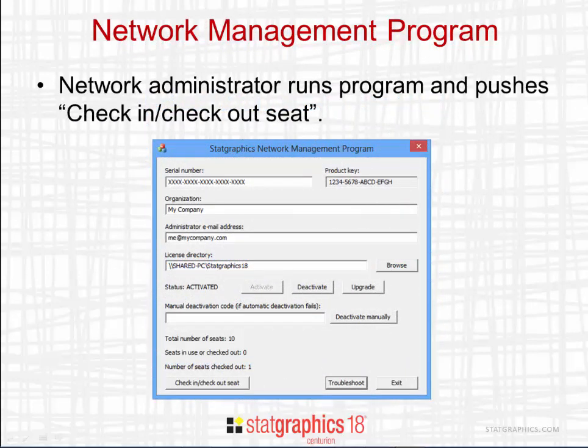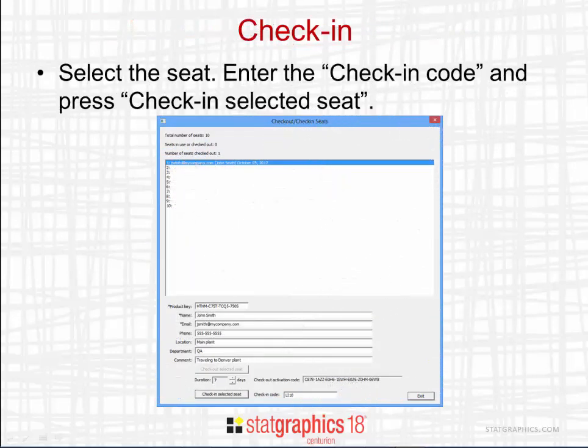Once the network administrator receives the check-in code from the user, they can run the network management program again. Push Check-in, Check-out Seat. When the dialog box appears showing the status of each network seat, select the seat to be checked in. Near the bottom of the dialog box, enter the check-in code received from the user and press Check-in Selected Seat. The seat will then be returned to the pool of concurrent licensed seats.